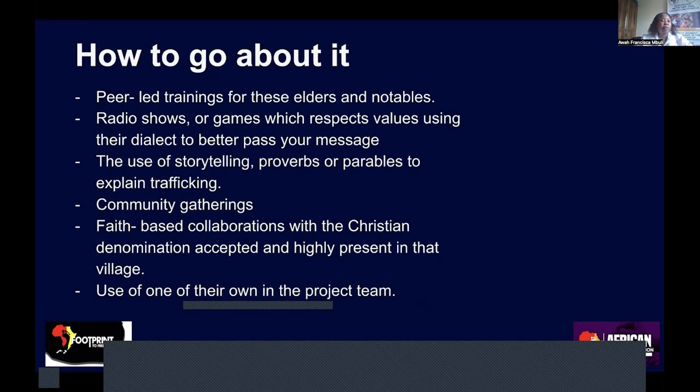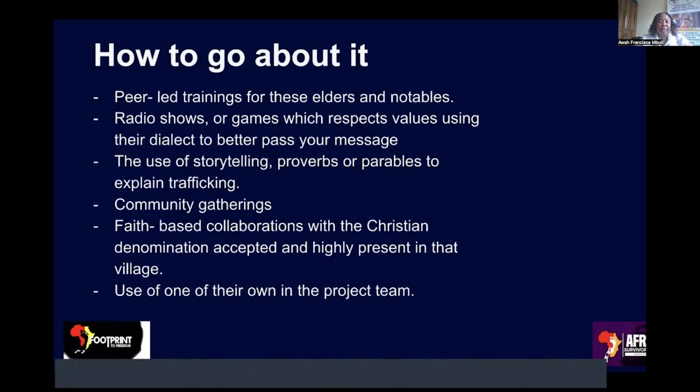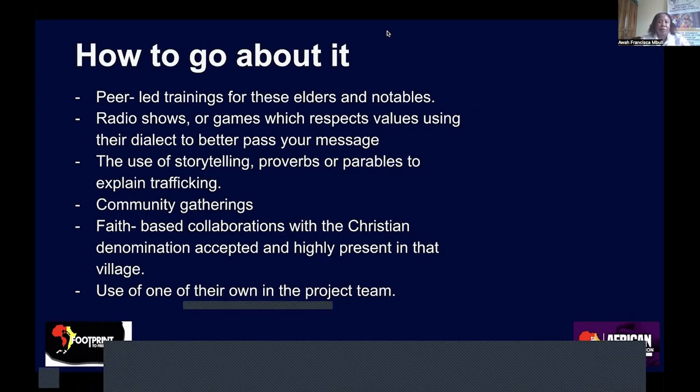Radio shows and games which respect values, using their dialect, should be used also to better pass our messages. We have to use storytelling, proverbs, or parables to explain trafficking. We have to use community gatherings, either ones we create or by visiting the village during their own community gatherings and trying to give some talks. Faith-based collaborations with the Christian denomination accepted and highly present in that village. Some villages have accepted Christianity, and they have just one Christian denomination that is highly respected. So if you use the leader of such faith-based groups in those villages, they will respect them highly. We have to use one of their own in the project team, which I've already highlighted above. Next slide.